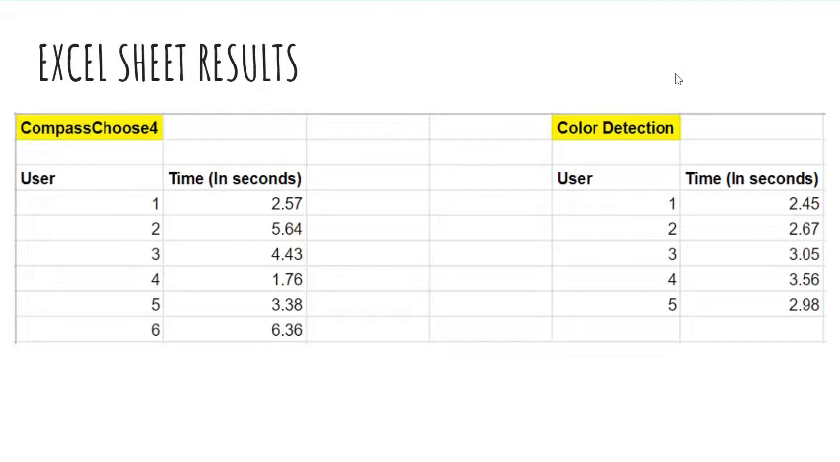Comparing this to the second model, which was a color detector, there were definitely fewer errors compared to the first one. However, again, we got slower times. The slowest time was 3.56 seconds.